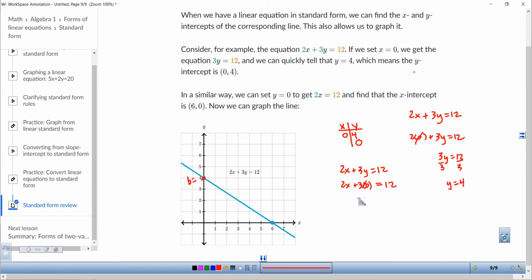Now this one cancels out. We get 2x is equal to 12. We divide by 2, and we get that x is equal to 6. So there we go, and there is my x-intercept. We actually use a little a for the x-intercept.